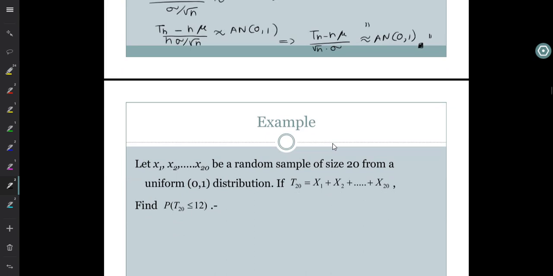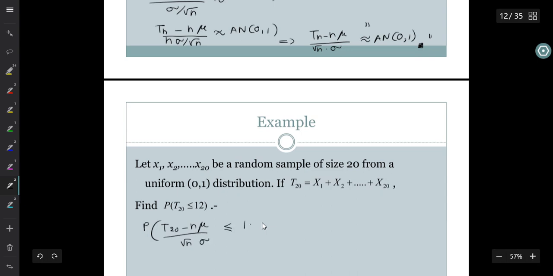So here's another example related to that corollary. So you have a random sample of size 20 from a uniform distribution 0, 1. So T20 is x1, x2 up to x20. You want to find the probability that T20 is less than or equal to 12. So which means we need the probability of T20 minus n mu over square root of n times sigma less than or equal to 12 minus n mu over square root of n sigma. So that means we have to find the mean mu and the variance sigma first.